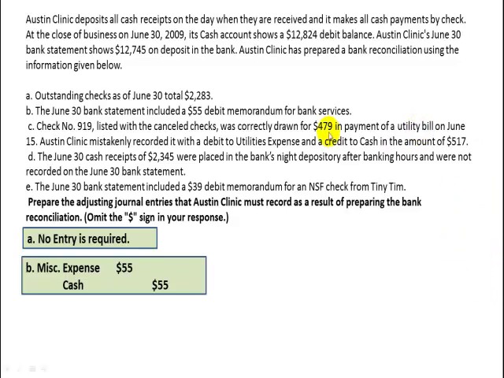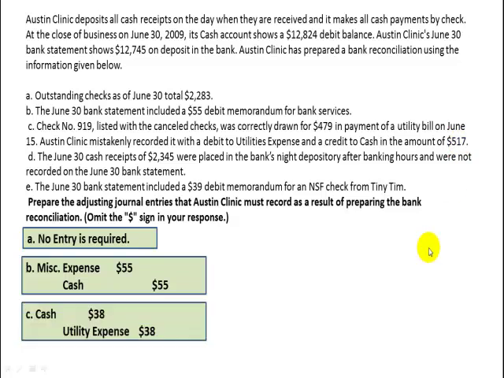That is, we should have only taken out $479. I lost my cursor. There we go. We should have only taken out $479, and instead we wrote the check and took our bank account down by $517. So we need to add this back. So in C, we're going to debit cash for $38. That's the difference between the $479 and the $517. And we're going to credit or reduce utility expense by $38.